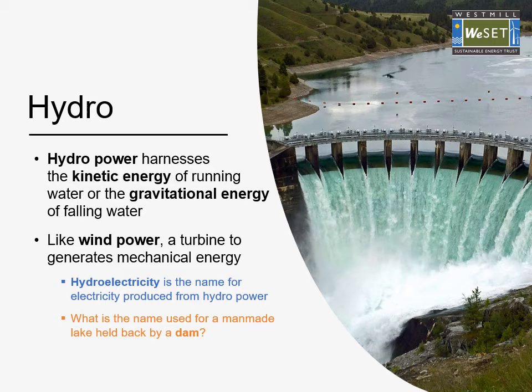So, also like wind power, a turbine is used to generate mechanical energy. But instead of wind, it's the pressure of the water that moves the turbine. The kind of electrical energy produced is called hydroelectricity.